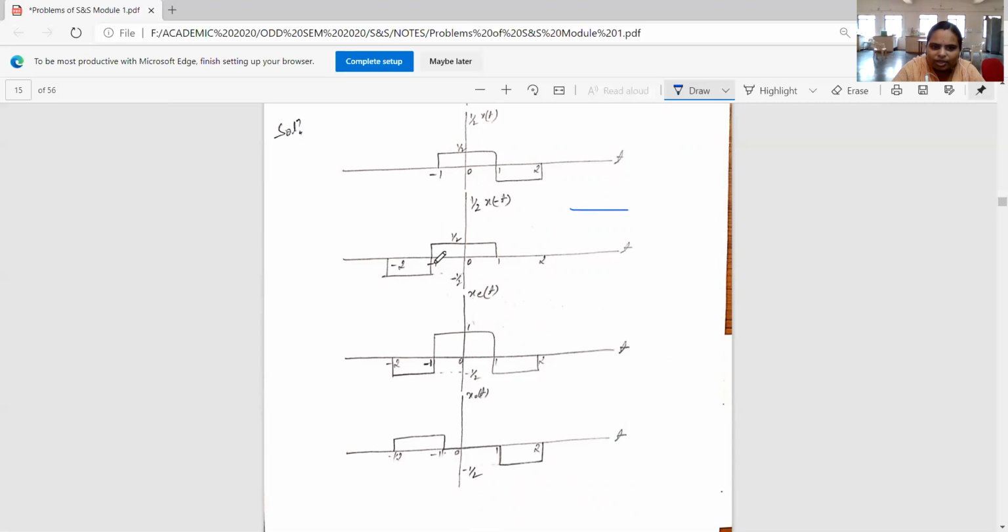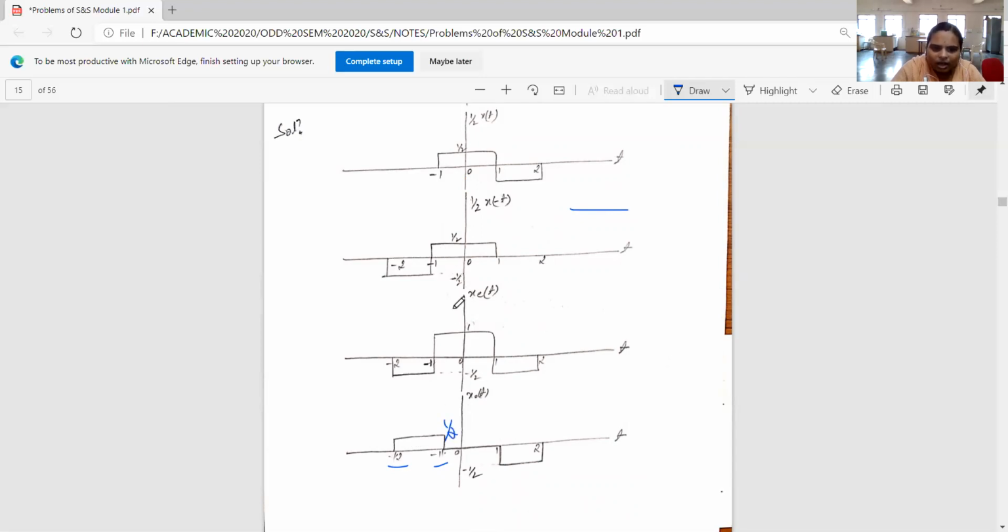From minus 2 to minus 1, here is the negative value. Minus 1 by 2 amplitude is there. Here 0 is there. 0 minus of minus 1 by 2, what will we be getting? Plus 1 by 2. Mention here plus 1 by 2.